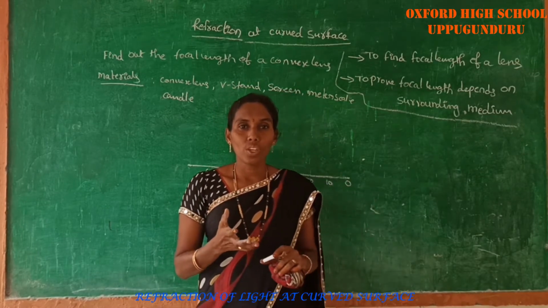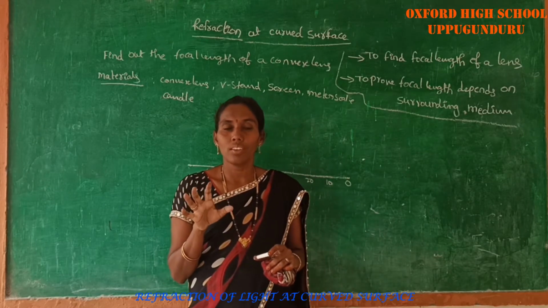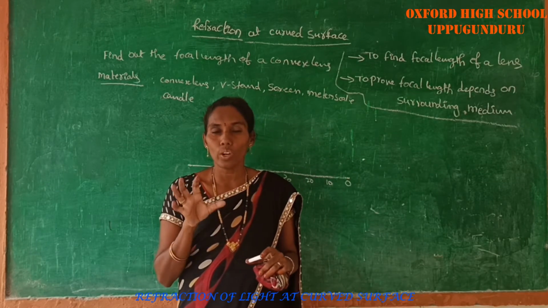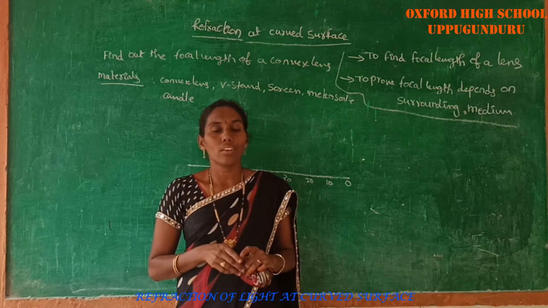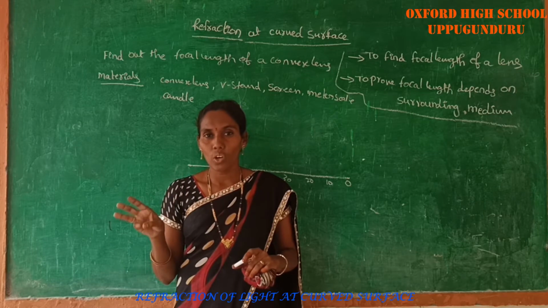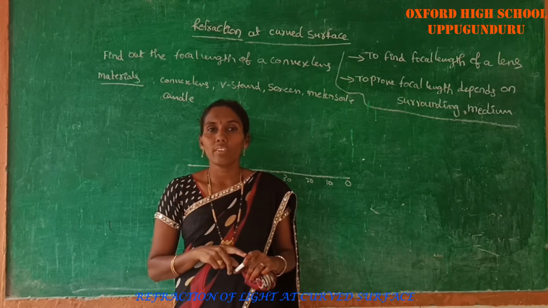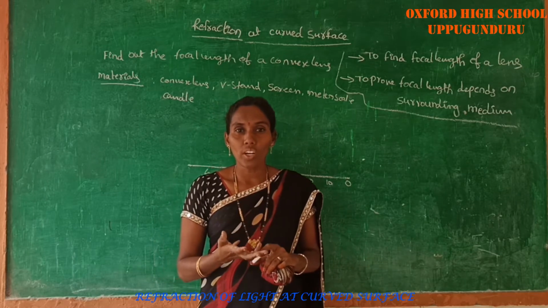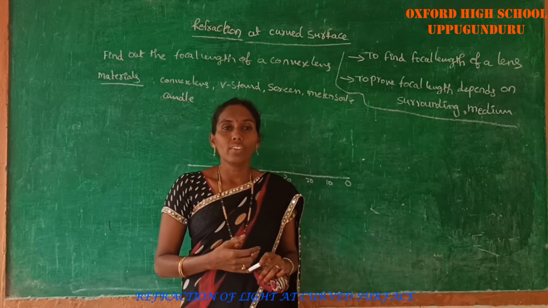In the previous class we learnt how to draw the ray diagrams for a given lens, that is a convex lens or concave lens, whatever it is. There are 6 ray diagrams for a convex lens and only 2 diagrams for a concave lens. A convex lens is also called a converging lens and a concave lens is also called a diverging lens.